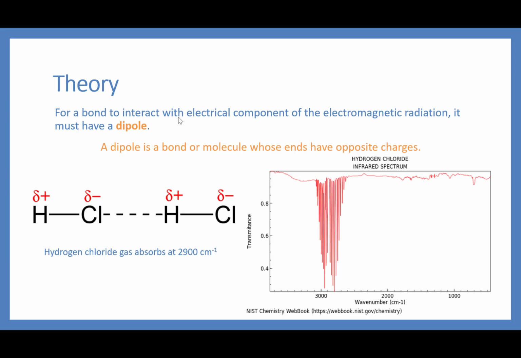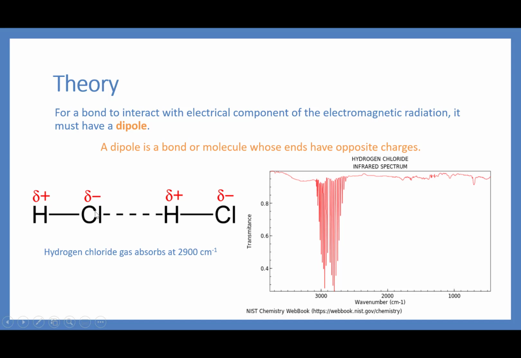So we've already said that electromagnetic radiation is passed through a sample, causing certain bonds to vibrate. In order for those bonds to vibrate and to interact with that electrical component, it must have a dipole. We're going to use hydrochloric acid or hydrogen chloride as an example here. So when we talk about dipole, it's a difference in charge within the molecule.